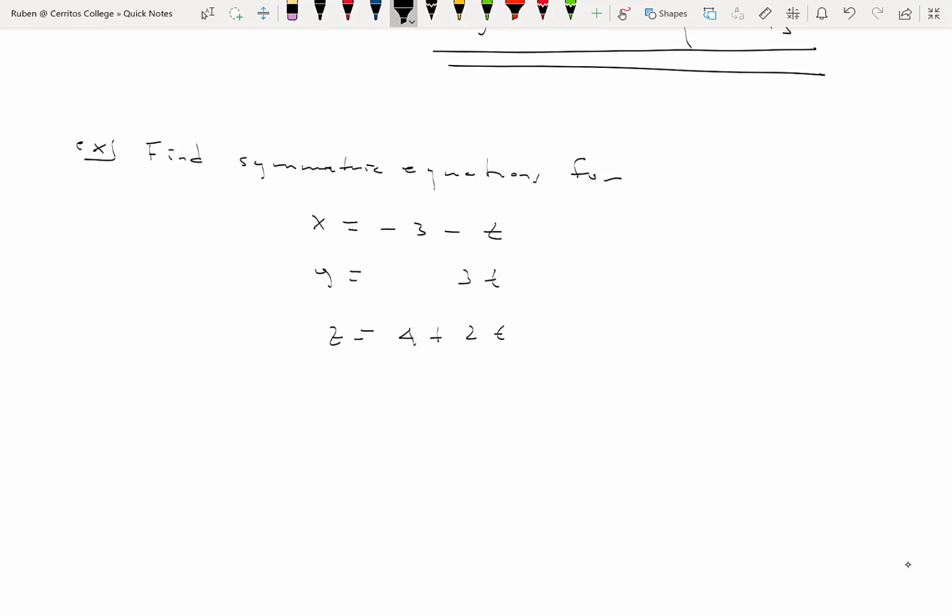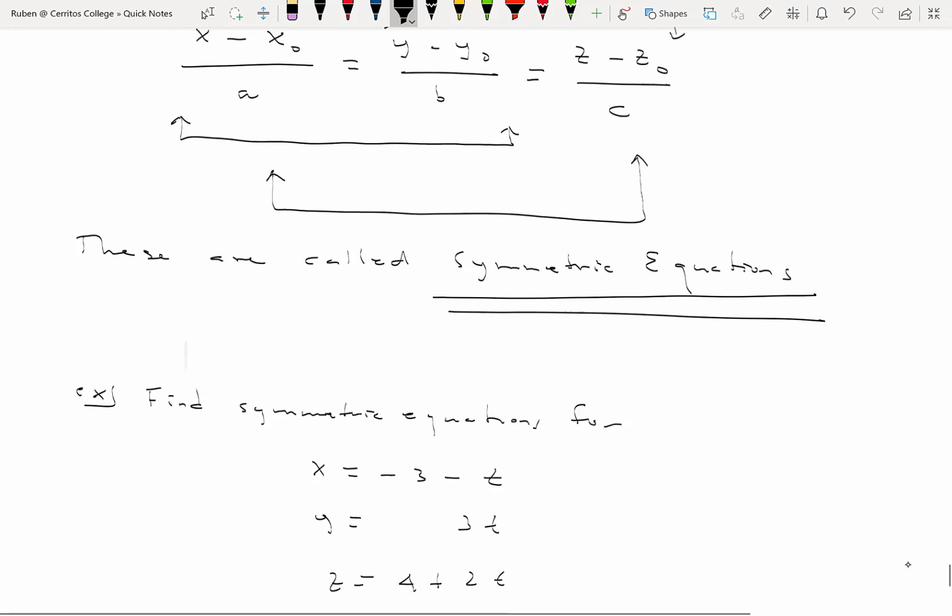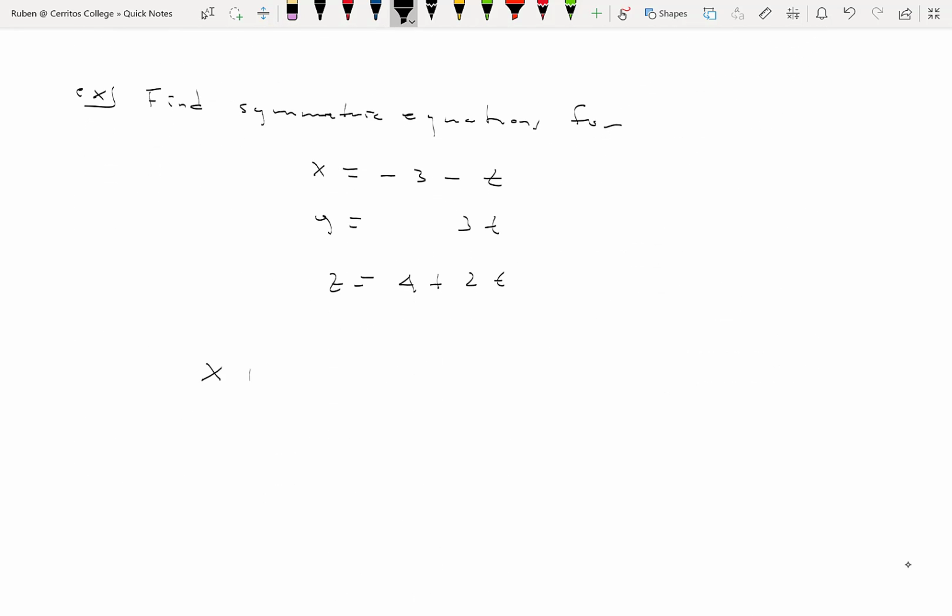Okay, it's x minus x naught, x minus -3 over a, -1, y minus y naught, so y minus 0 or y over b, equals z minus 4 over c, which is z naught over c, the third component of the direction vector. Okay.